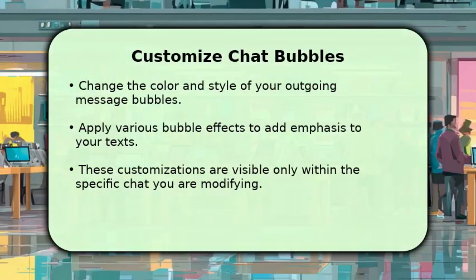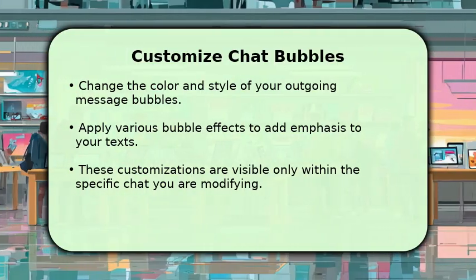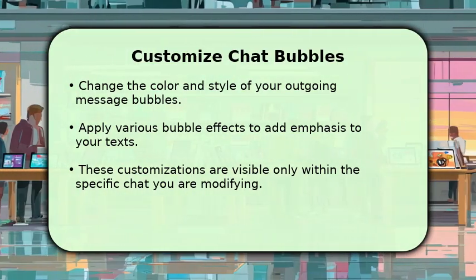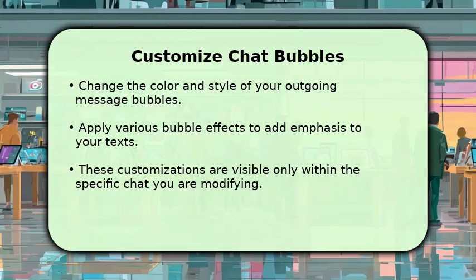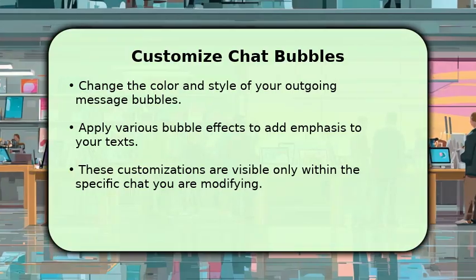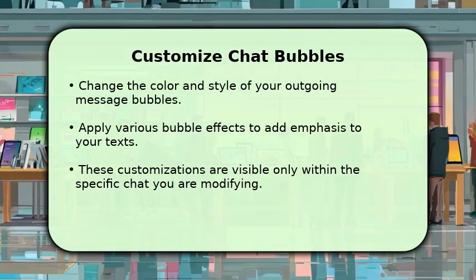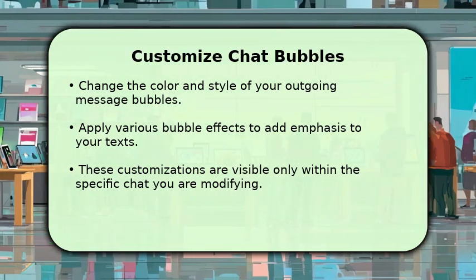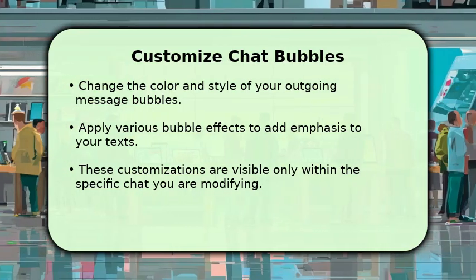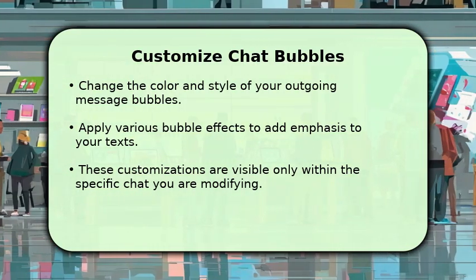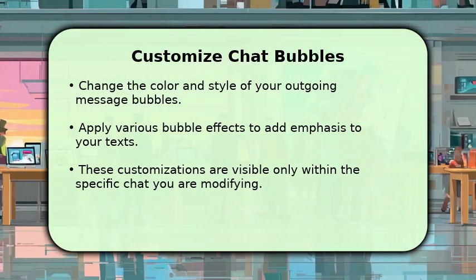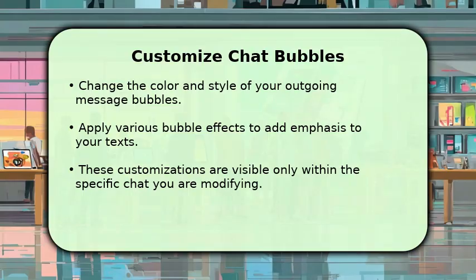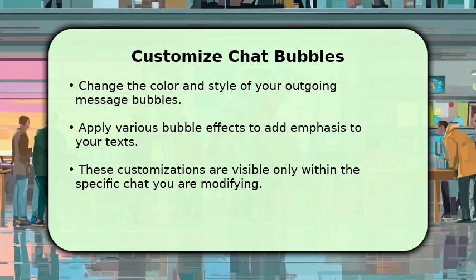To customize your chat bubbles, open an iMessage conversation and type your message, but do not send it yet. Press and hold the blue send arrow to reveal a menu of bubble effects. You can choose from options like slam, loud, gentle, or invisible ink to dramatically alter how your message appears. Selecting an effect applies it to that specific message, changing its visual impact for the recipient. Experiment with these to add more flair and emotion to your written words.